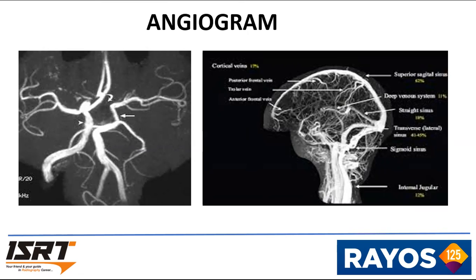An angiogram is usually divided into arteriogram and venogram. Usually people mistakenly think angiogram is only for arteries. No, angiogram is for blood vessels. Angio means the study of blood vessels. So the first one is arteriogram and the second is venogram. Any blockage or narrowing can be well demonstrated using contrast. The circle of Willis can be seen here. You can see the circle of Willis very well.